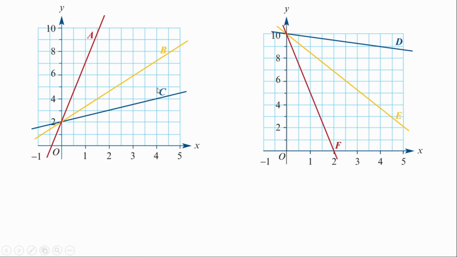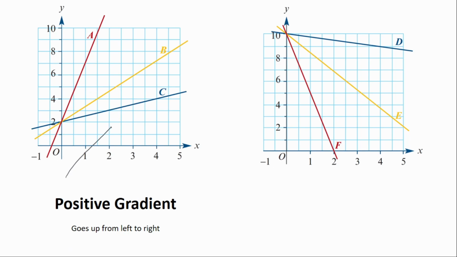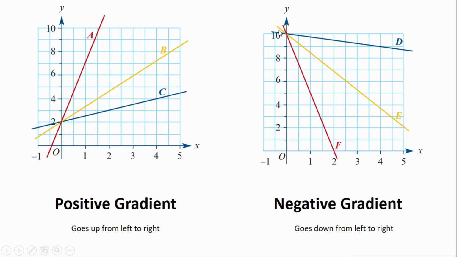We can see some gradients on the left and some on the right. The graphs on the left all have positive gradients. This means the graph goes up from left to right. If we start on the left, all these lines go up when you go left to right, something like that. The graphs on the right all have negative gradients. They go down from left to right. So that's just a pattern we need to know as well.